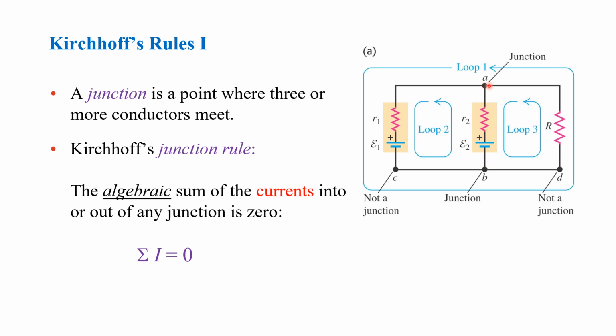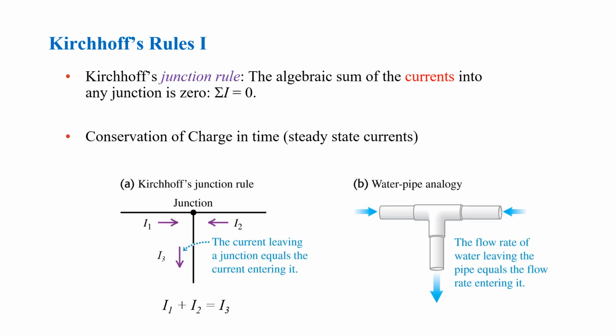That is, all the currents coming into or going out of this junction should sum up to 0. That is, the sum of all the currents into or out of any junction is equal to 0. Again, for your Kirchhoff's junction rule, the algebraic sum of the currents into any junction is 0. That is, the sum of all your I is equal to 0. And this follows your conservation of charge in time for steady state currents.